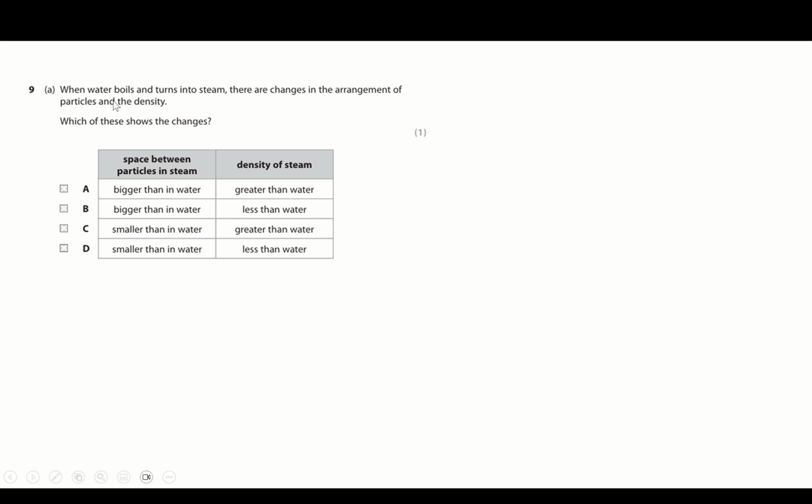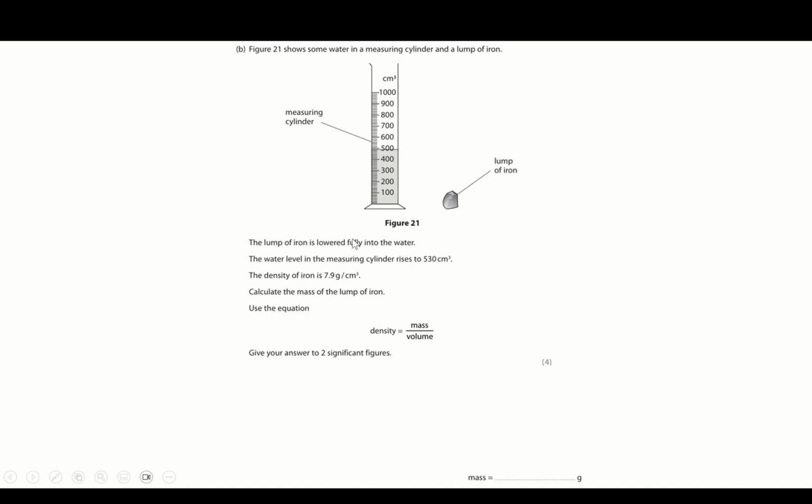Okay, question 9. When water boils and turns to steam, there are changes in the arrangement of the particles and in the density. Which of these shows the changes? So space between the particles should be larger, they're more spread out. So it can't be C or D. And the next part is the density. Steam should be less dense than water. So I'm hoping that's going to be B.